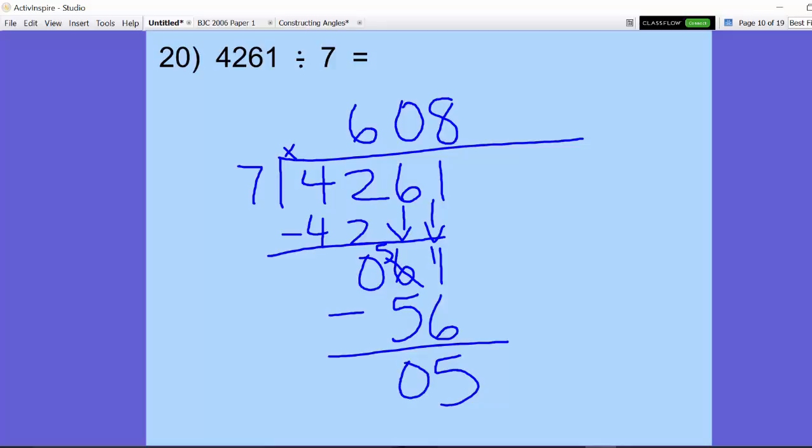So I have a remainder of 5, but I'm not going to write remainder 5. We're going to express our remainder as a fraction. So the remainder would become our numerator, and our denominator would be the divisor, or the number we divided by, which is 7. So our answer would be 608 and 5/7.